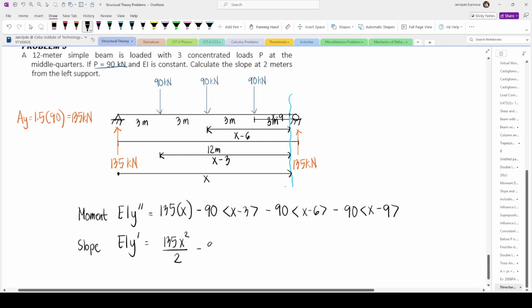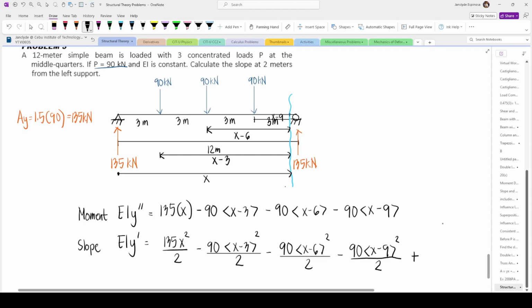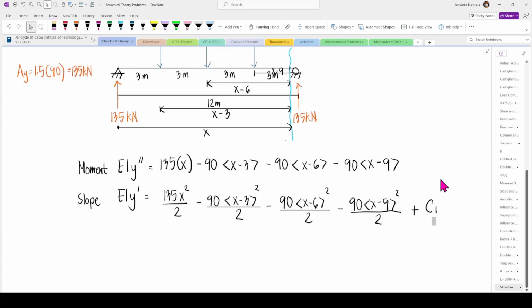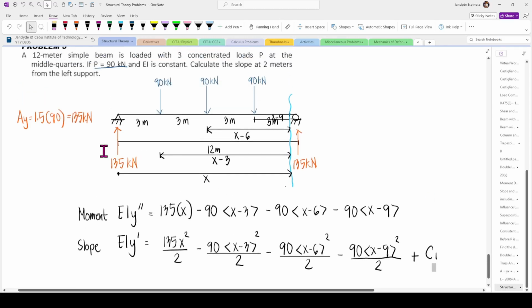And then minus 90 times x minus 3. This will become squared and then divided by 2. And then minus another 90 times x minus 6 squared divided by 2. And then minus 90 times x minus 9 squared divided by 2. Now, we still don't have boundary conditions. So ibig sabihin, we need to add an arbitrary constant. Kasi diba, when we integrate, meron kasing lalabas na constant of integration. So we have plus C1. Yan. And then we can solve this later by applying the boundary conditions which occurs due to the supports.